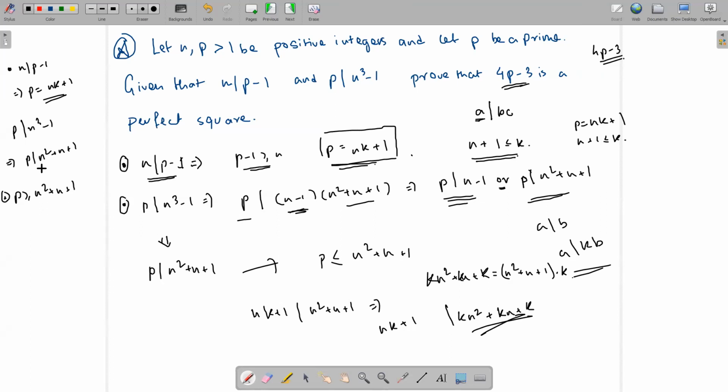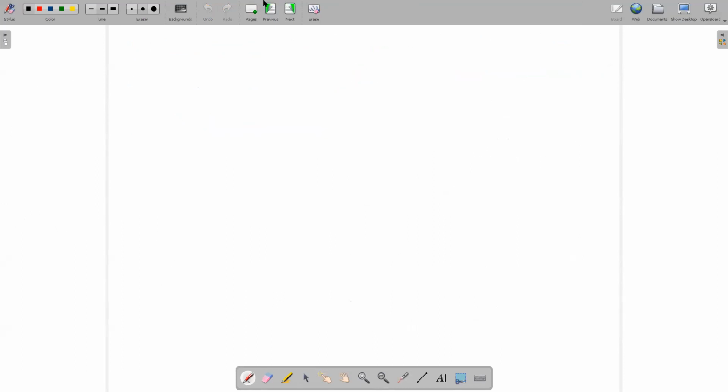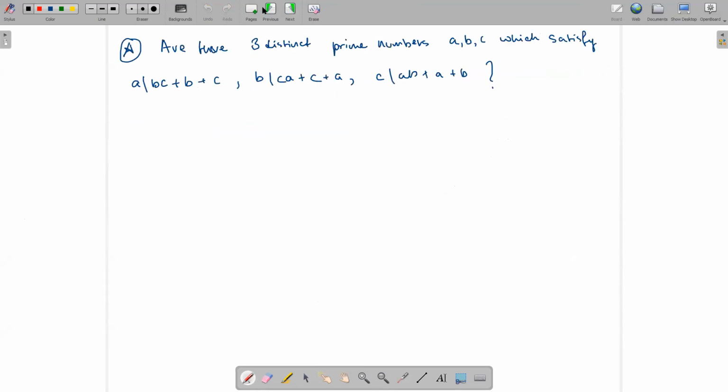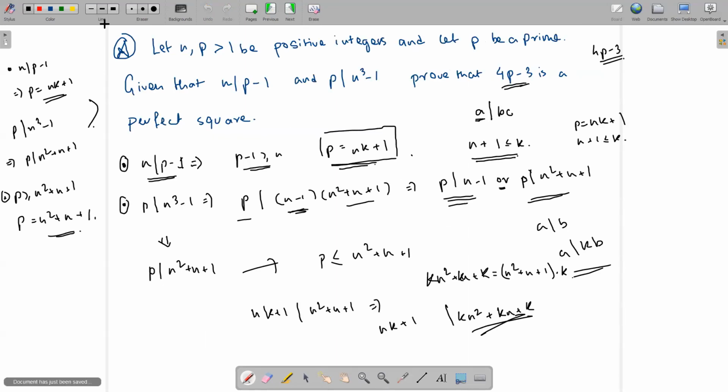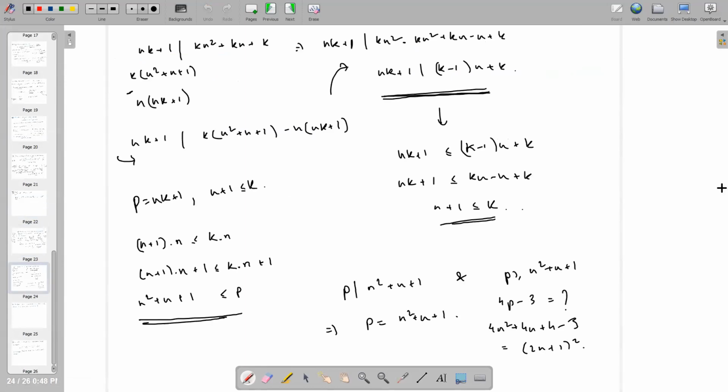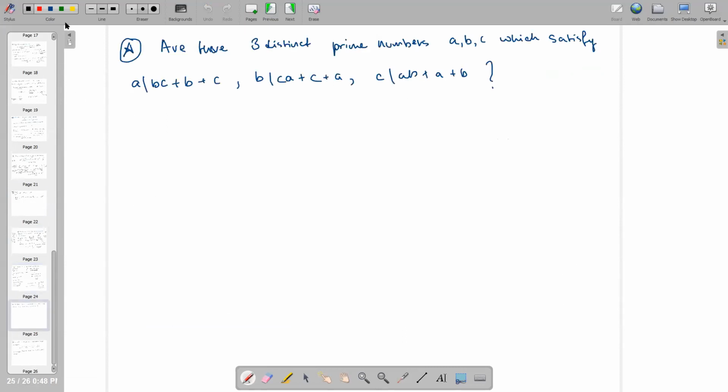Combining these two, we can say p is equal to n square plus n plus 1. Right? Okay. Just a sec. So is this clear, everyone? So I'll proceed with the next problem.